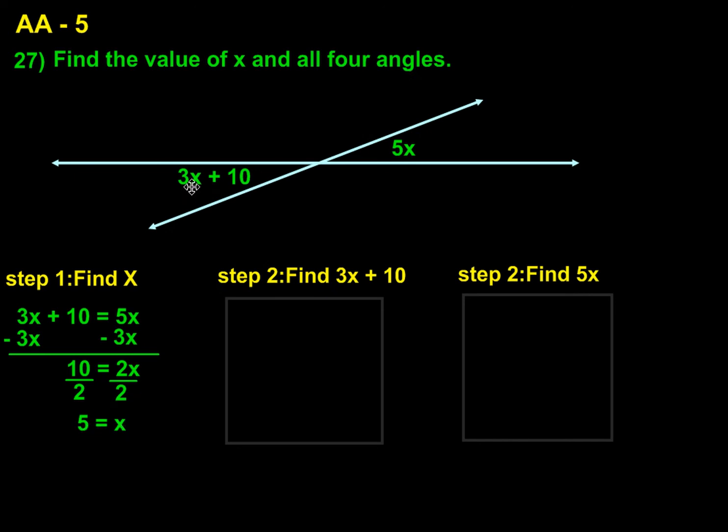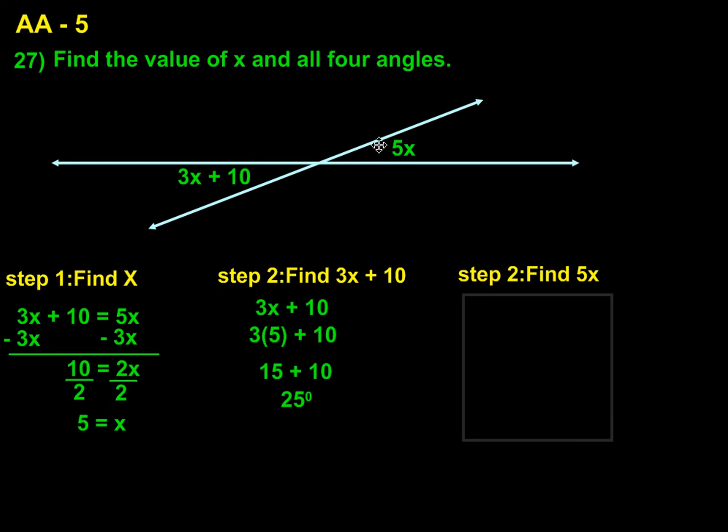So we now know that the value of x is 5, and we can substitute 5 for x into the problems and work it out, knowing full well this should work out to be the same answer because these are vertical angles. So we have 3x plus 10, 3 times 5 is 15, plus 10, we get 25 degrees. For 5x, it's a little simpler. 5 times 5 is 25 degrees.